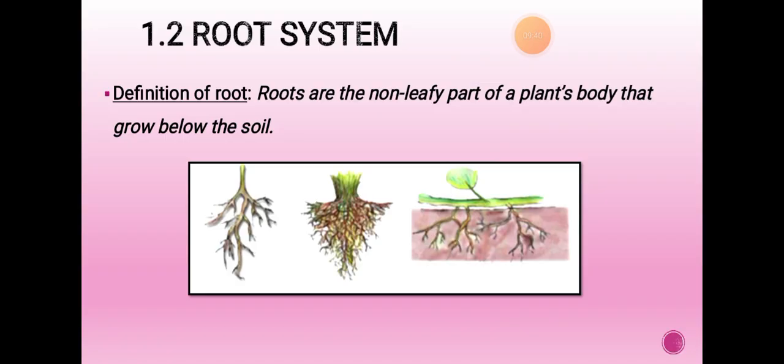This is the structure of the roots. Now these are the non-leafy parts of the plants, which means the leaves do not grow on them. They have root hairs. Okay, so now you can see below that there is a picture of three different types of roots in front of you. So these are all different types of roots that are present.